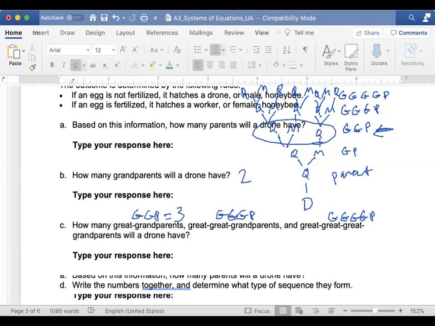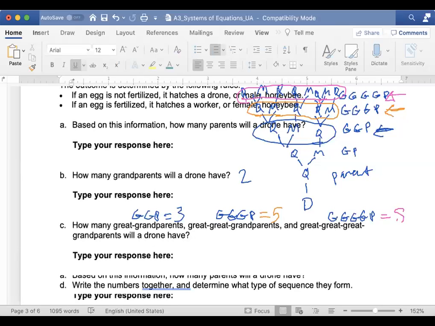And for the great grandparent, let me say this line right here in orange is 1, 2, 3, 4, 5. And then for the last line, I'll make this in pink. So that's 1, 2, 3, 4, 5, 6, 7, 8. I counted 8 different grandparents. So write the numbers together and determine what kind of sequence they form.